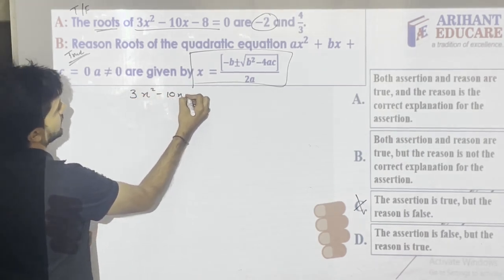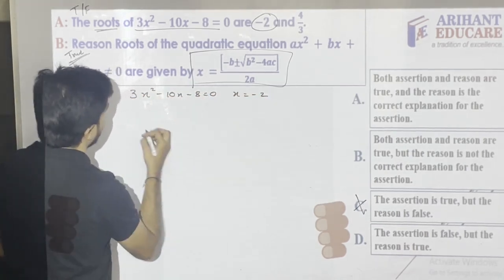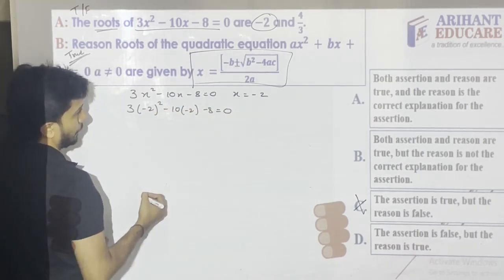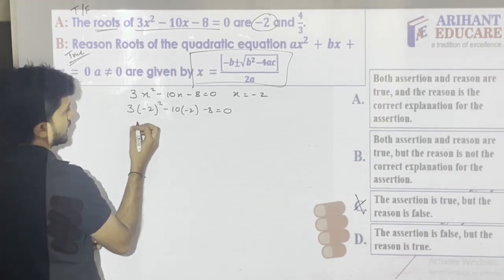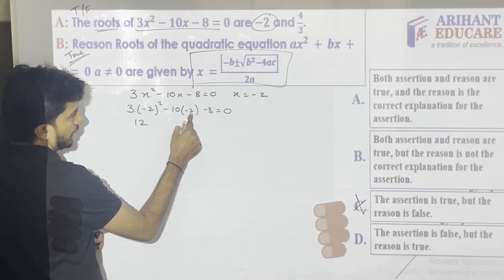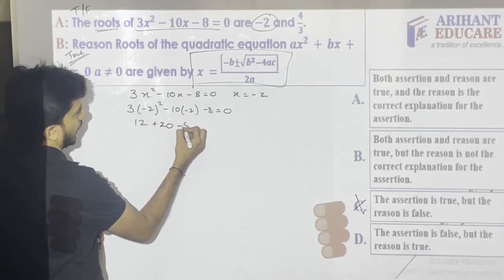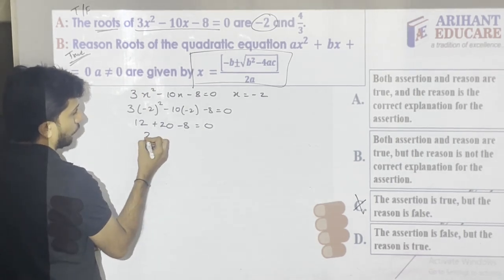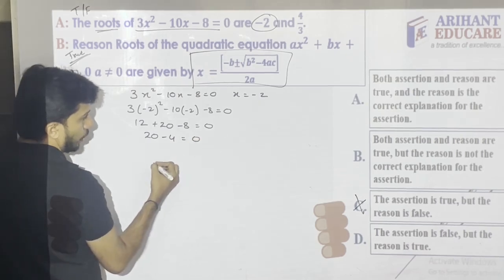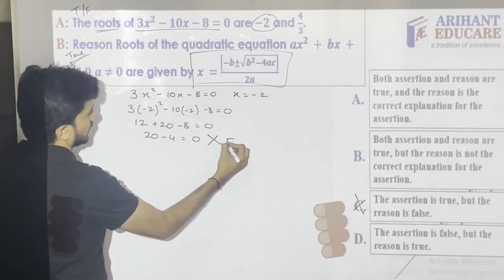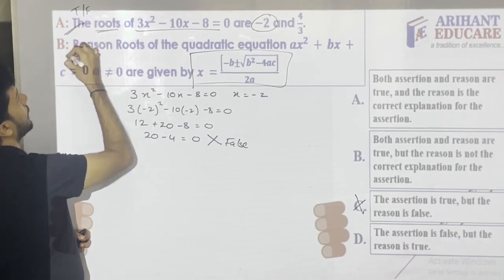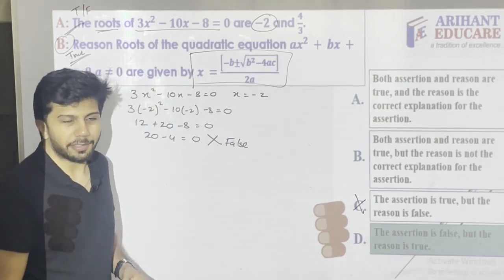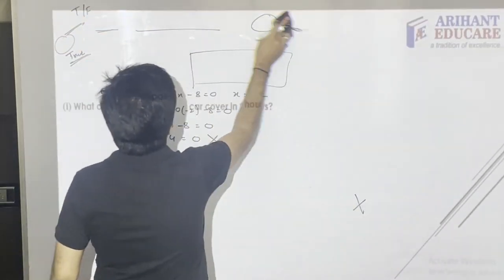3x square minus 10x minus 8 is 0, where x is minus 2. So 3 into minus 2 square, minus 10 into minus 2, minus 8 is 0. Minus 2 ka square is 4. 4 3s are 12. 10 into this will give you plus 20. Minus 8 is 0. So 12 minus 8. 12 minus 8 is 4. 20 minus 4 is 0. Is this true? No, this is false. So A is false, B is true. Which option is it? It is option D. Quite easy, right? Now let's change the tangent to the different type of question.